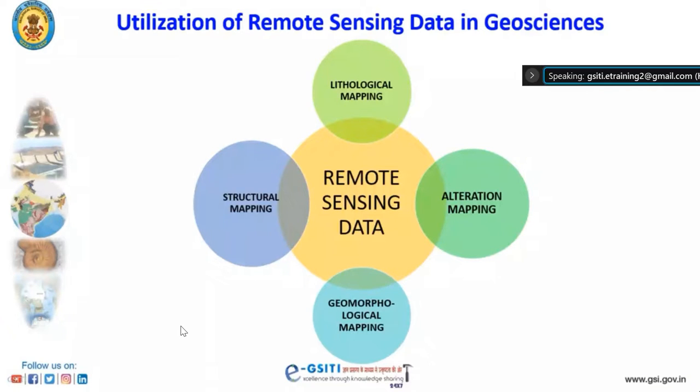We have geomorphological mapping. Geomorphological mapping helps you again in knowing about the hills and your basins. Hills and basins will give you a probable interpretation of what rock could be at a hilltop and a basin. Alteration mapping is associated with your hydrothermal alterations.